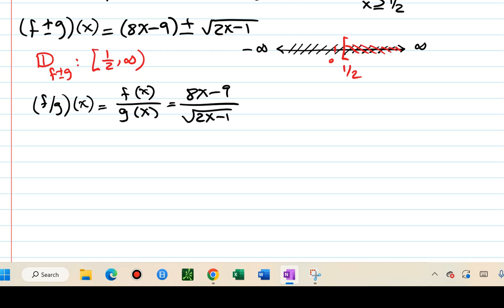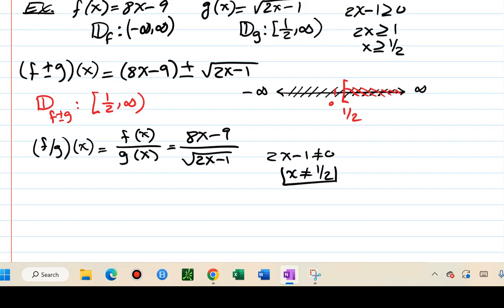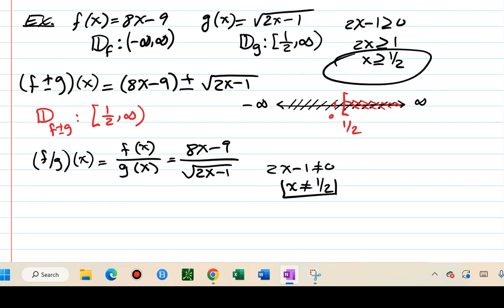Now, remember, we always safeguard against division by 0. We know that if division is 0, we have a situation where the fraction is undefined. So here, x cannot be 1/2. Remember, up here, it was okay to be a half because it was not in the denominator.